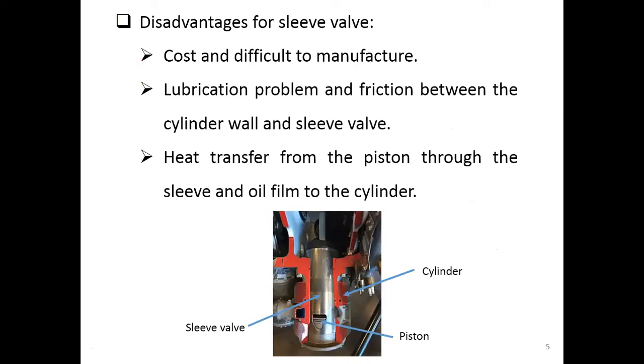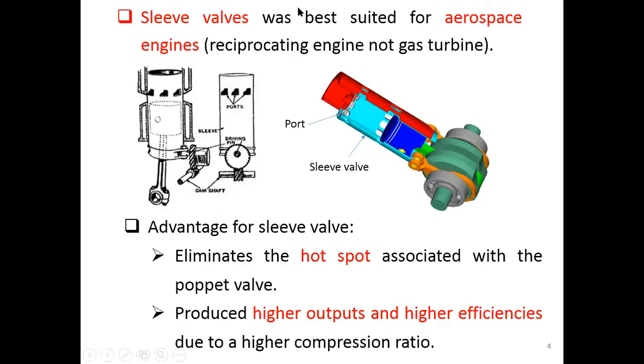Okay. The disadvantage of this sleeve valve is the cost and the difficulty to manufacture. This is the problem that comes up with the sleeve valve. It also has a lubrication problem, and also the friction problem that happens between the cylinder wall and the sleeve valve, because it moves along with the piston. Both of these move along the cylinder within the fixed portion, the red color here.